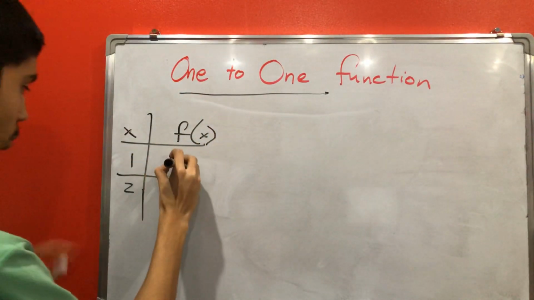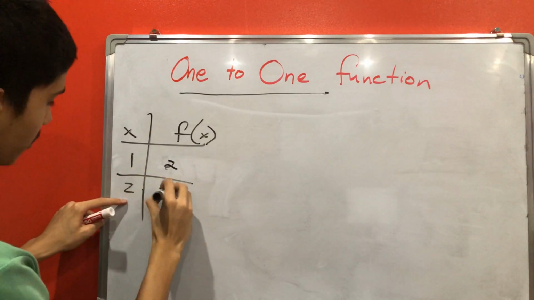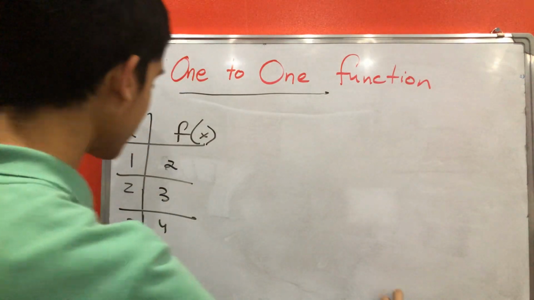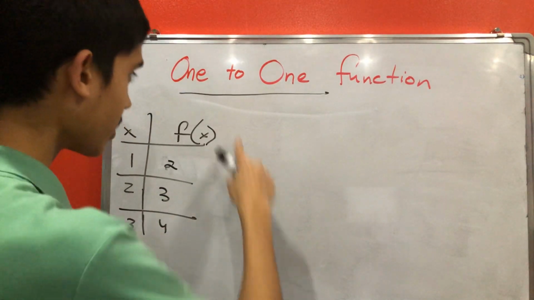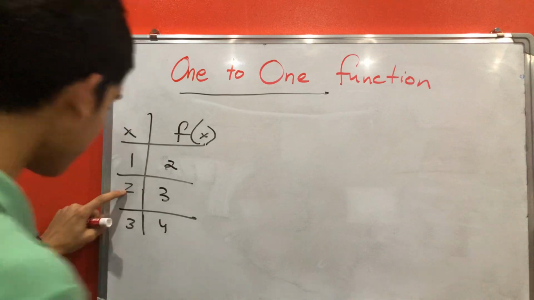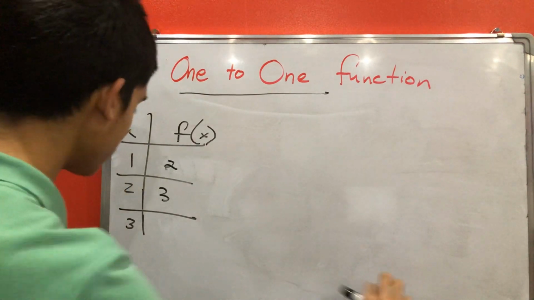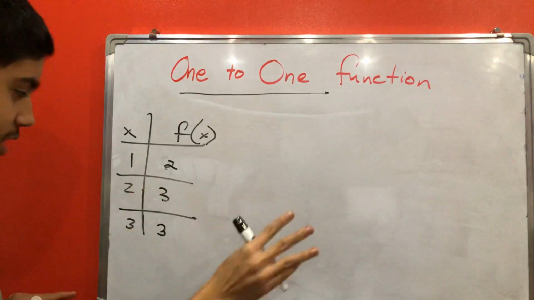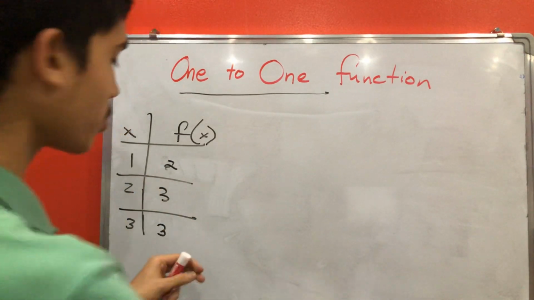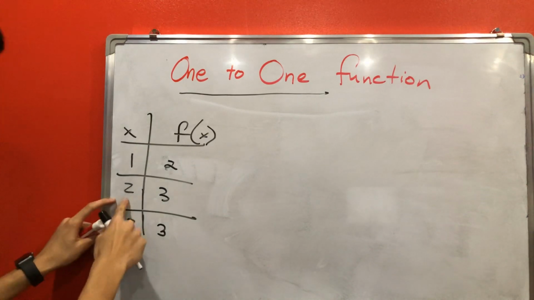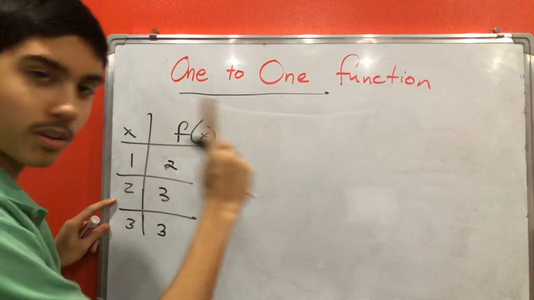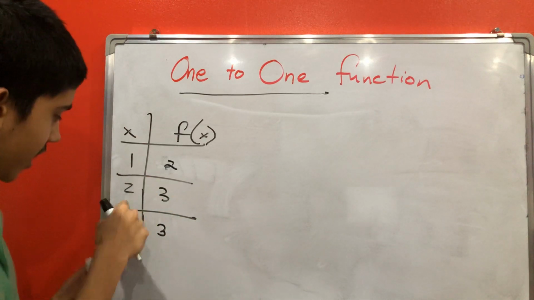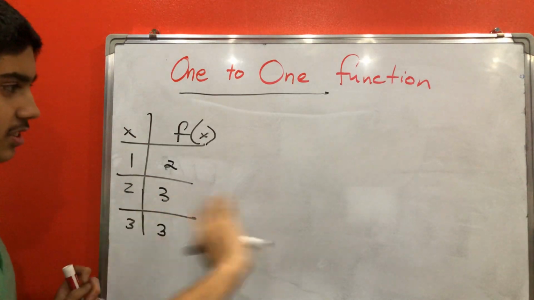So 1 will only go to 2. 2 will only go to 3. 3 will only go to 4, right? This is a one-to-one function. But if 2 and 3 both went to 3, it's like two men are married to the same wife. So this is not possible. This is not a one-to-one function. It's a function because each x value has only one y value or f of x value, but they have the same value. So this is not allowed.